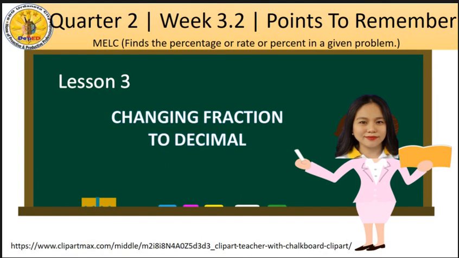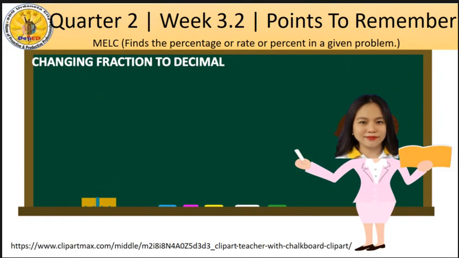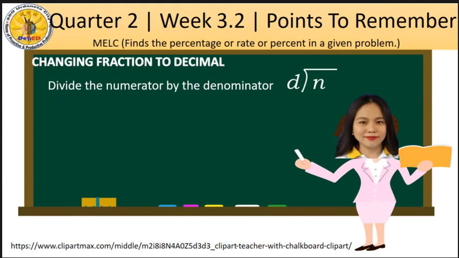Moving on to our lesson number 3, changing fraction to decimal. In order to change a fraction to a decimal, we have to divide the numerator by the denominator. If we are going to use the long division, numerator goes inside and denominator goes outside. Let's have an example. Change 3/4 to decimal.